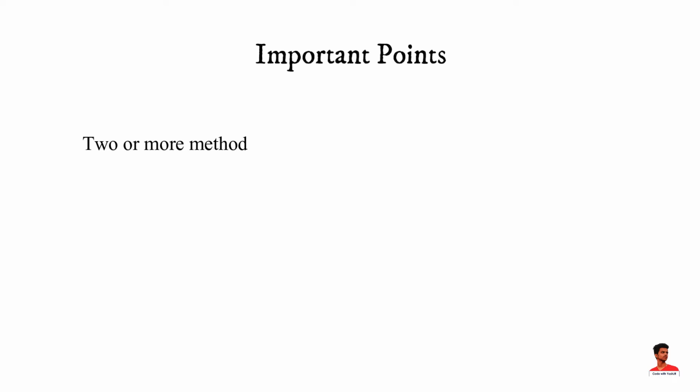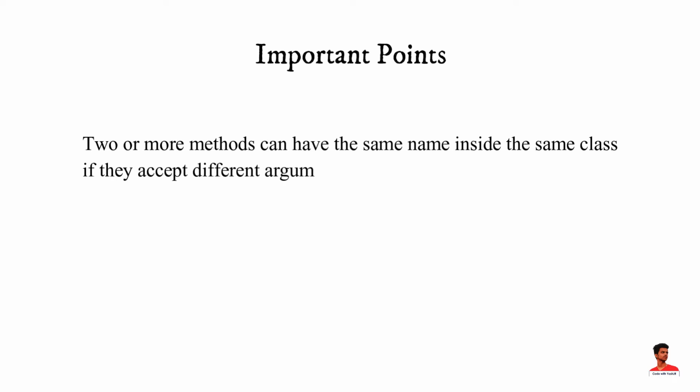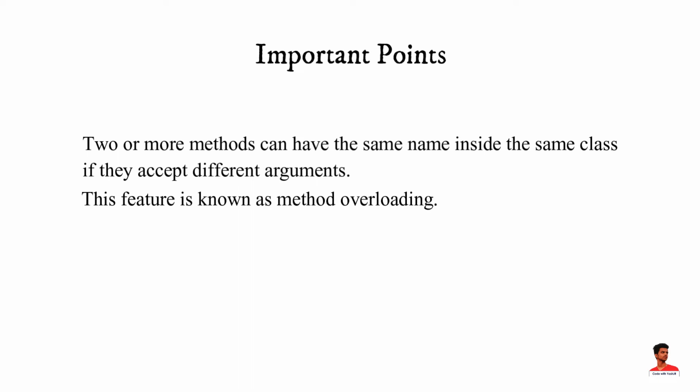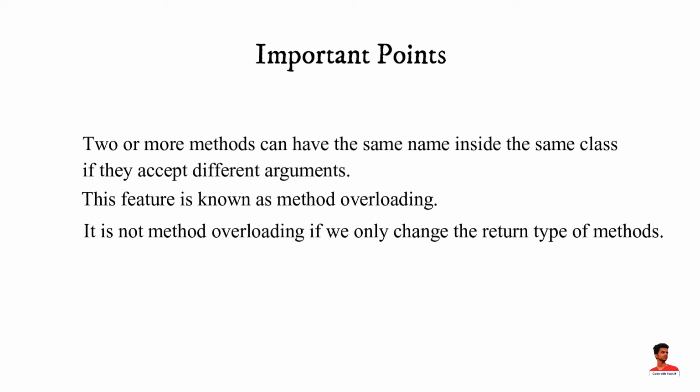Two or more methods can have the same name inside the same class if they accept different arguments. This feature is known as method overloading. It is not method overloading if we only change the return type of methods. There must be a difference in the number of parameters.